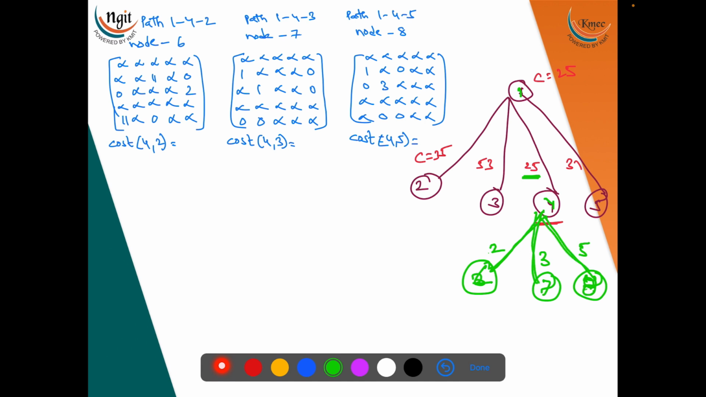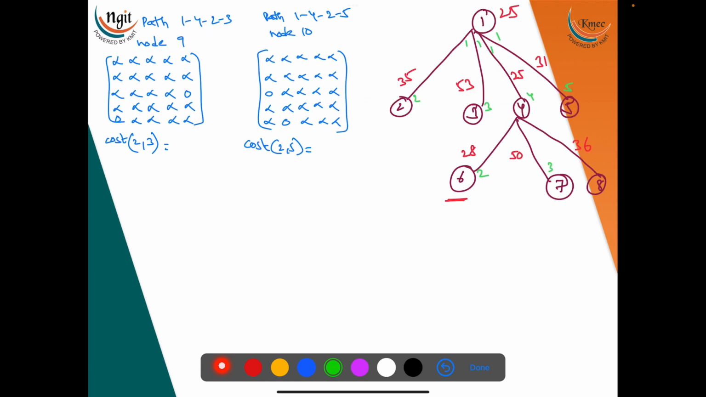Again, what do you have to do? For 4 to 2, you make the first, second and fourth infinite. Apply the same procedure and you'll get a cost. Now these are the costs: 28, 50, 36. Which is minimum? 28 is the minimum.